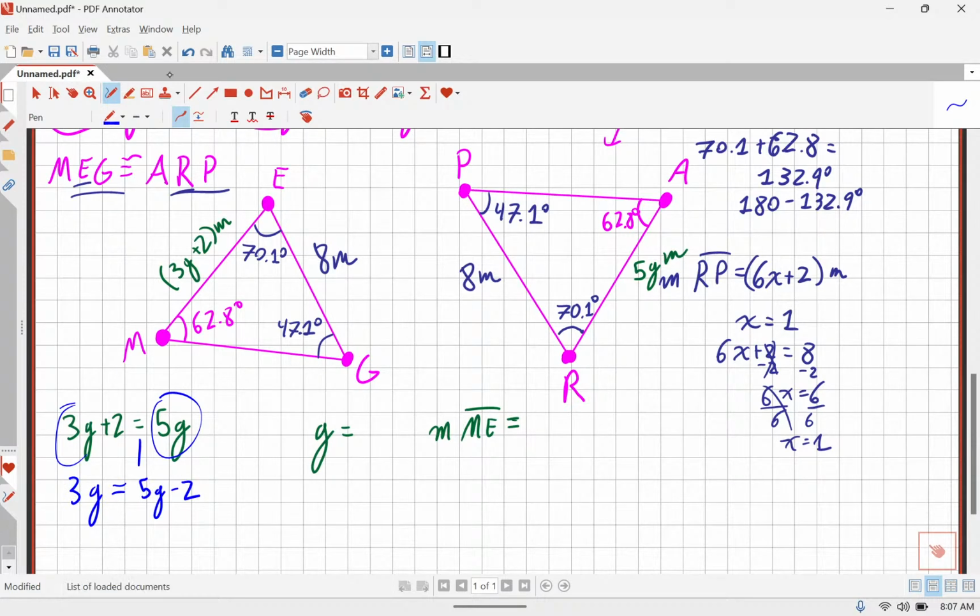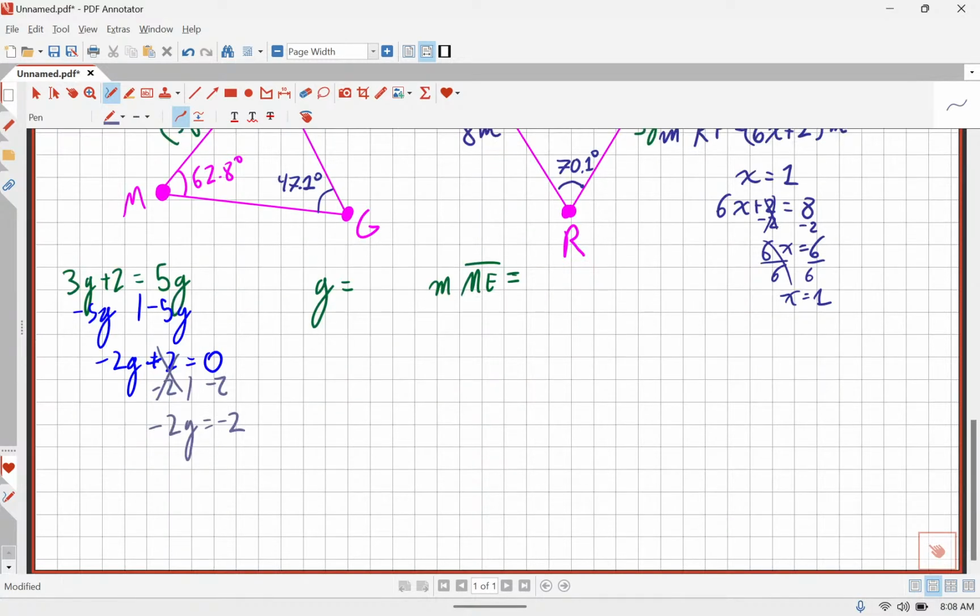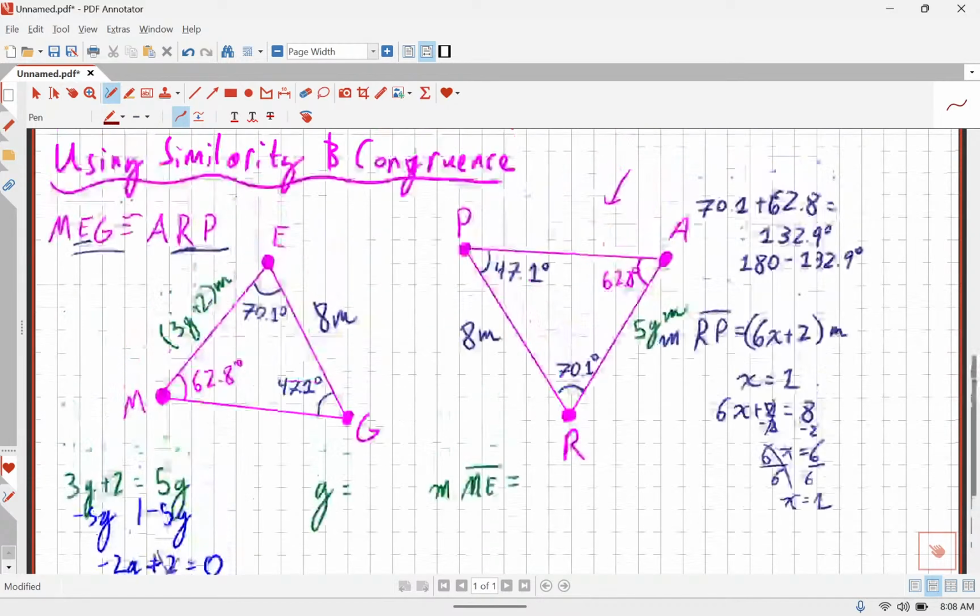You know what I mean? So what can I do to get the g's put together? Sure, take away 5g from both sides. That gets me negative 2g plus 2 equals 0. And that's just a two-step equation. What would be your next step there, Thomas? Yeah, minus 2. Now we're talking. Negative 2g equals negative 2. And then what's the last step here? Divide both sides by negative 2. Hey, that looks familiar. g is also equal to 1.